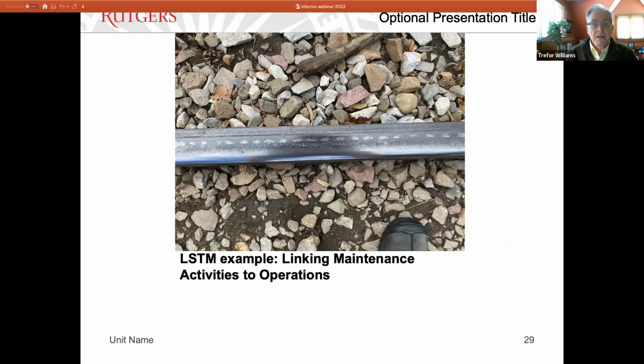All right, so I'm going to link our short line's maintenance activities to operations. And I took that picture. I said, gee, I know a little about railroad track, but I don't know, what would you do with that? Does that have to come out, or is that okay?